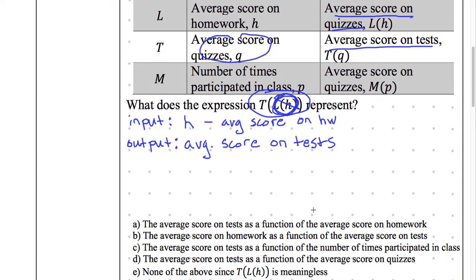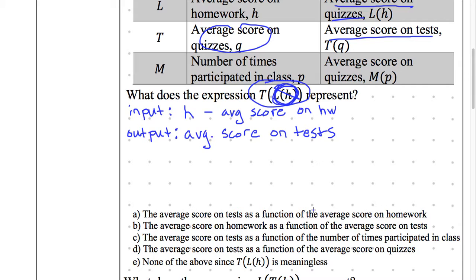All right, then we have multiple choices, just like Khan Academy. We know what our input is, we know what our output is. Go ahead and read A, B, C, D, and E. Decide what it is by yourself, then check with a partner. Go for it.